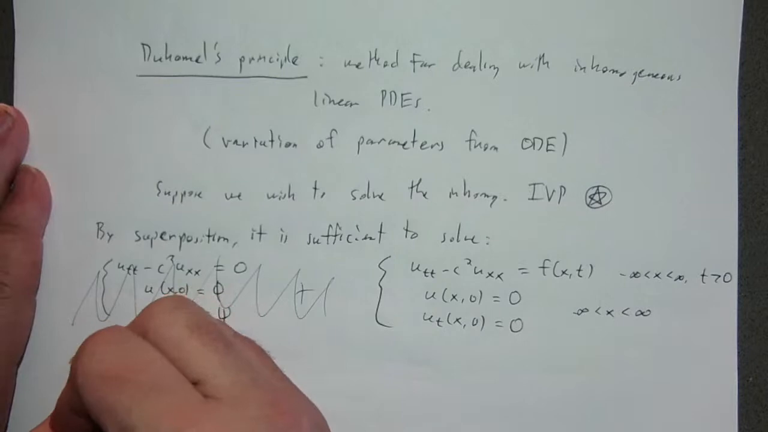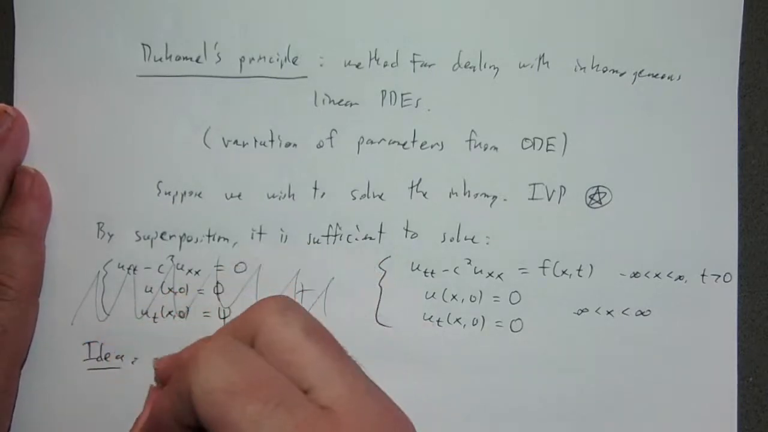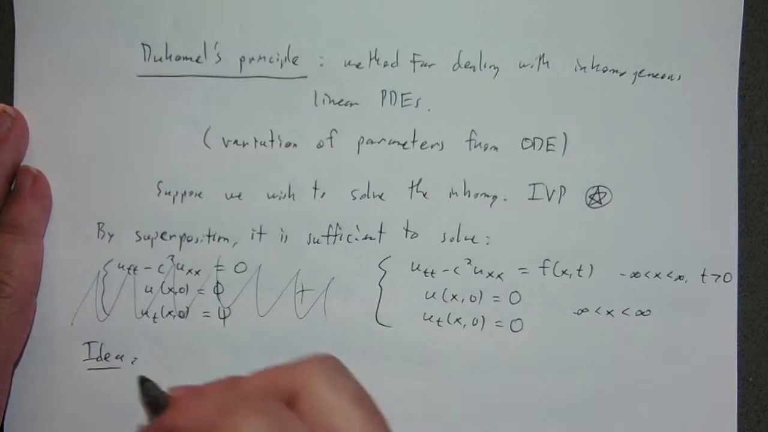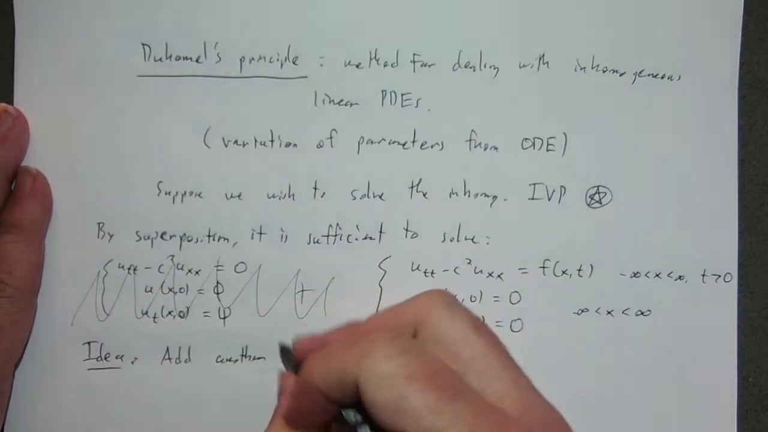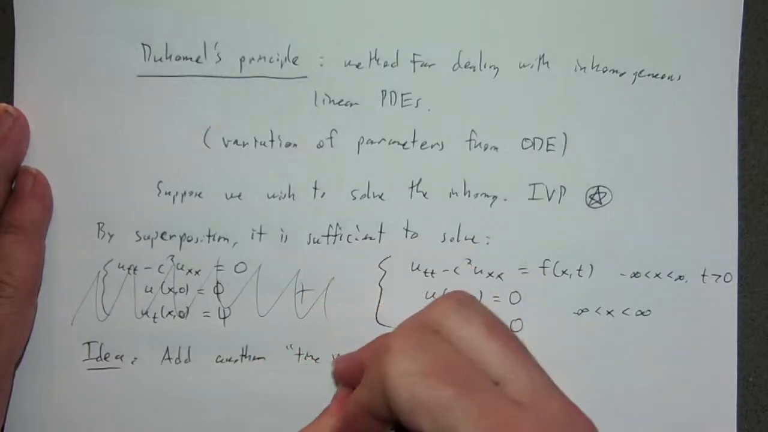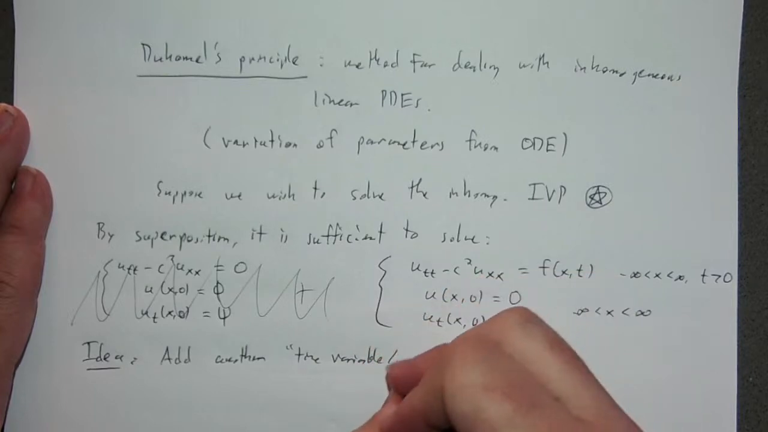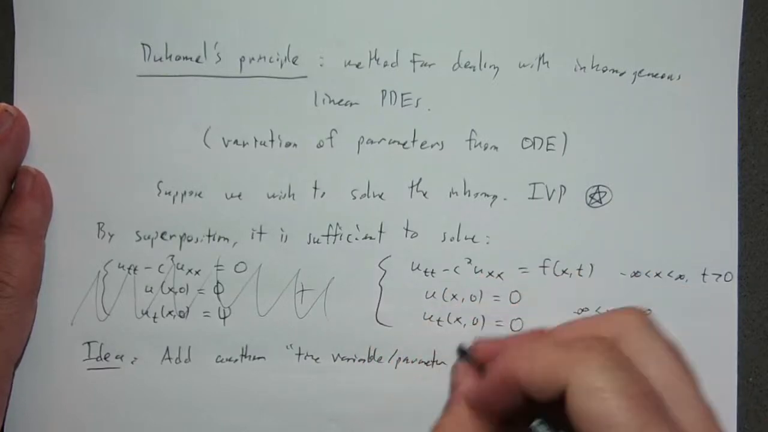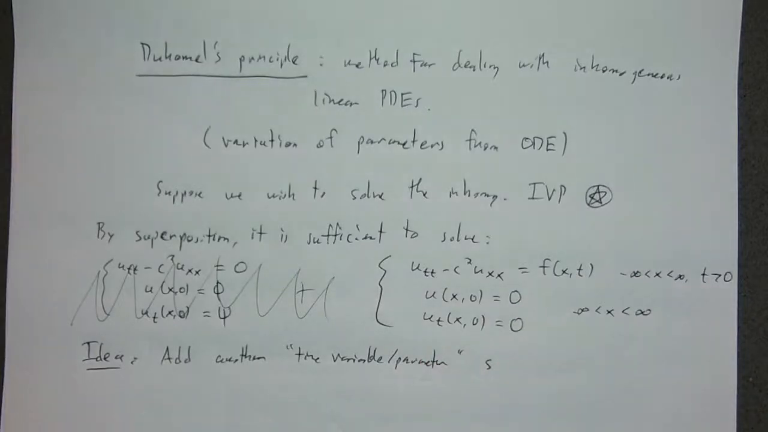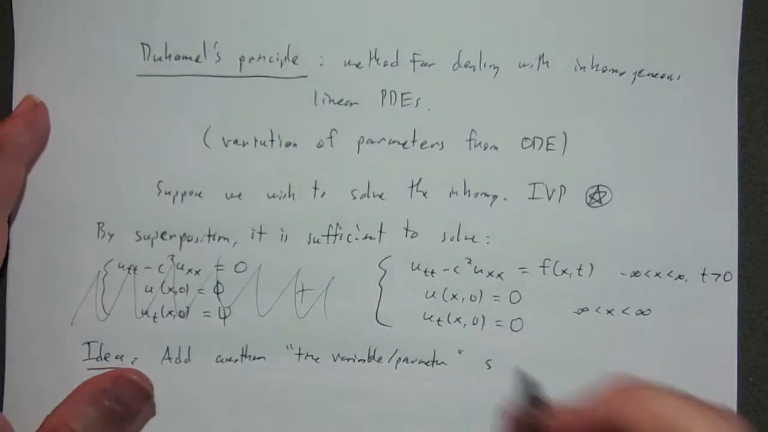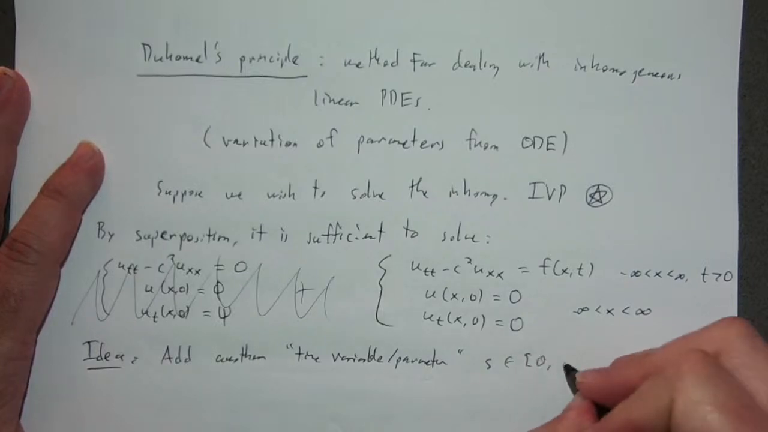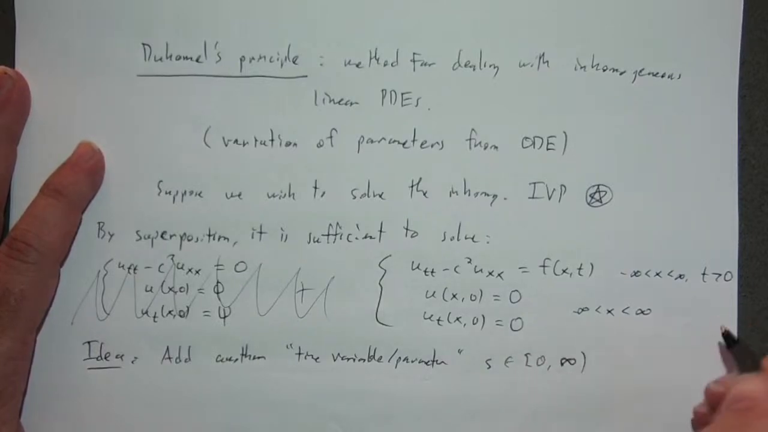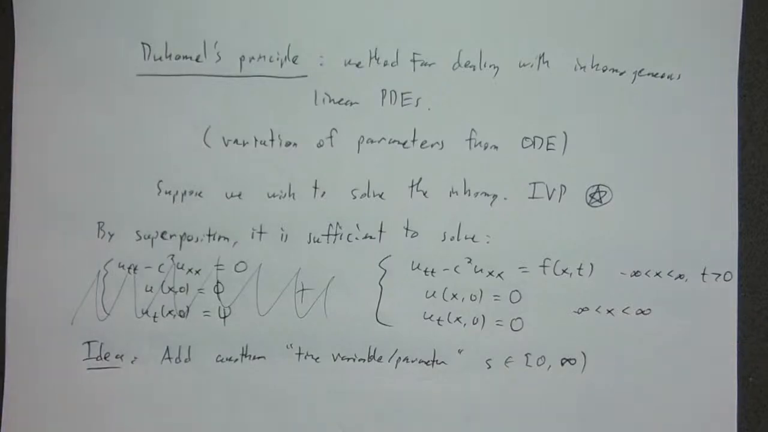The idea, the thing that really defines Duhamel's principle, is to add another time variable or parameter s. And this s is some non-negative real number.